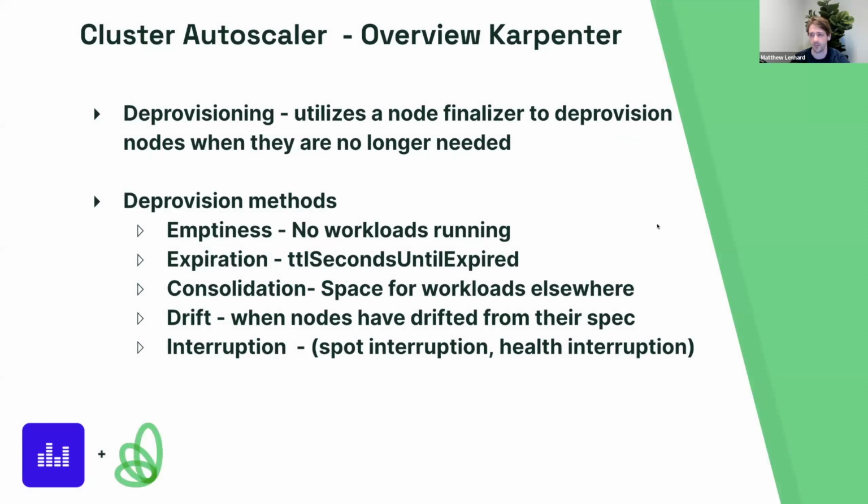The second part of that is the deprovisioning. Provisioners can handle both provisioning new nodes and deprovisioning them. The way deprovisioning works is it attaches a finalizer to the node to deprovision them when they're not needed anymore. And there are five kinds of ways it knows when to do this.